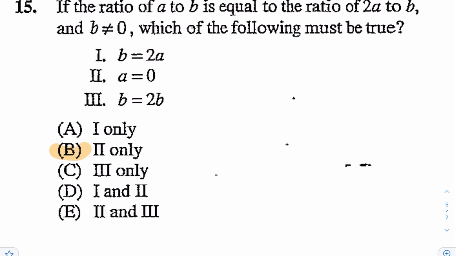Next for number 15, if the ratio of A to B is equal to the ratio of 2A to B, and B is not equal to 0, which of the following must be true? So if you have two equivalent ratios, that's your proportion. Then A over B is equal to 2A over B. And from here you can cross multiply. Then we get that AB is equal to 2 times AB.